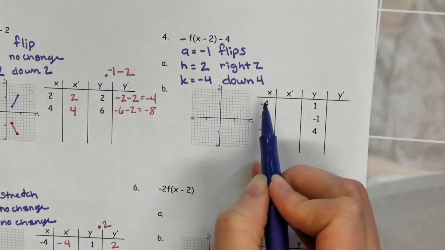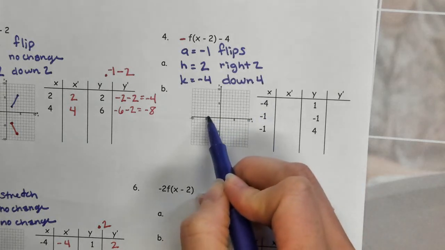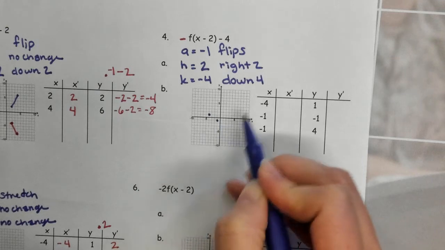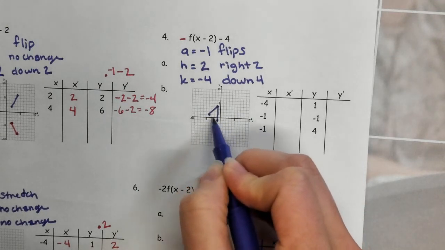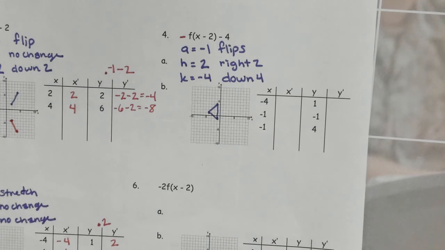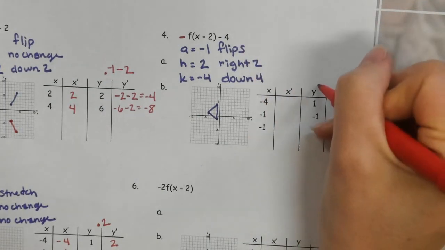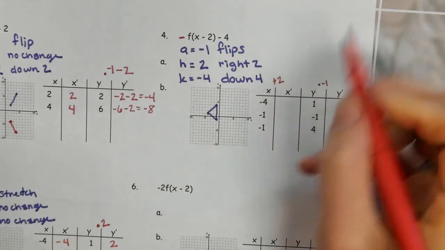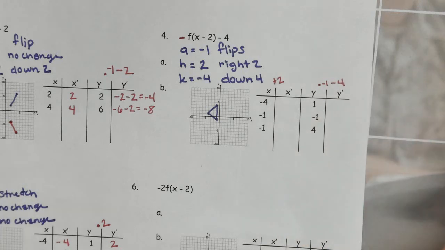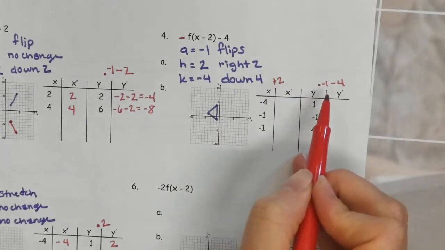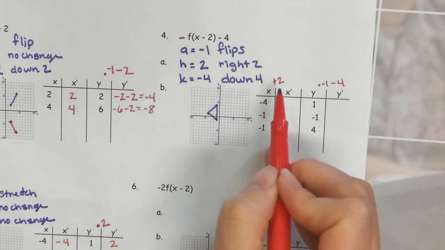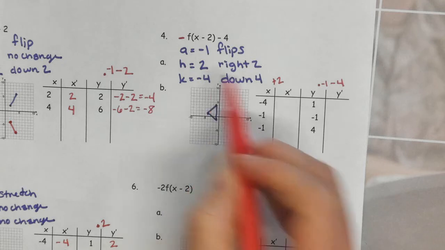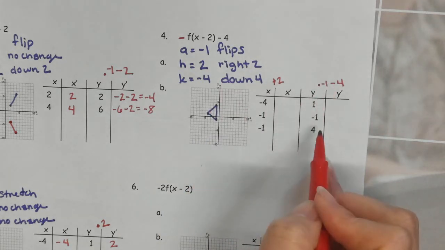So now we have to figure out, well, let's graph. I'm going to graph my original first. -4, 1, -1, -1, -1, 4. Alright, so there is my graph. Now, the -1, I multiply by -1 there. I add 2 here, and then I subtract 4 there. So my A's go with my Y's, my H's go with my X's, because it's going right and left, that's the X values. K's go up and down, that is Y values.